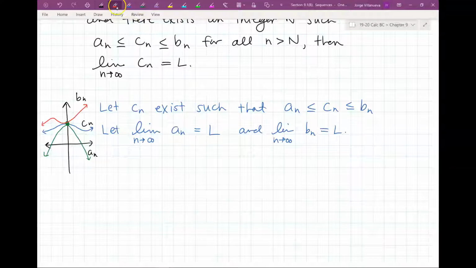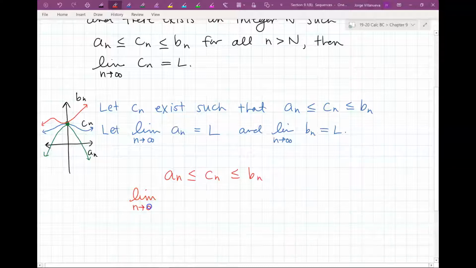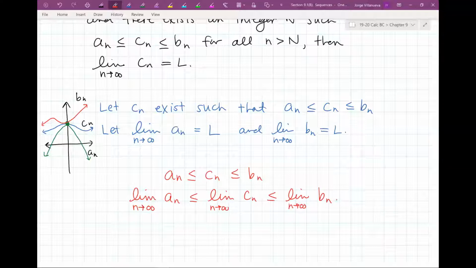So if I start with this, a sub n less than or equal to c sub n less than or equal to b sub n, and I say let's take the limit of this whole inequality. So I'm going to write limit as n approaches infinity of a sub n must be less than or equal to the limit as n approaches infinity of c sub n, which is less than or equal to the limit as n approaches infinity of b sub n. So I basically just applied a limit to all of them. Okay, you can do that with inequalities. You can add numbers, multiply numbers, subtract, divide. So I'm just taking the limit of everything.